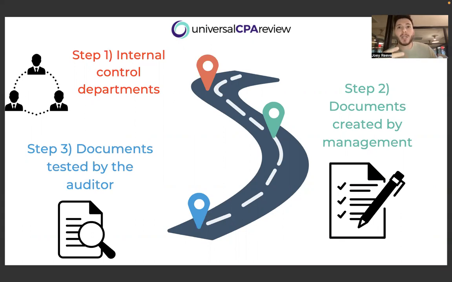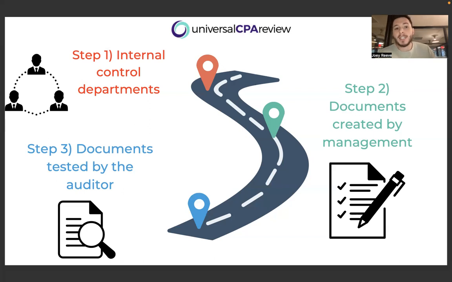What is management doing to create documentation that we are ultimately going to test, and how, and are they doing a good job? Okay, so when you think back on audit risk, and we'll cover this later on, we're thinking about inherent risk factors and control risk factors. Ultimately we want to know, is each department properly doing their job? And can we trust the documentation that they are populating when we test this and obtain our audit evidence?